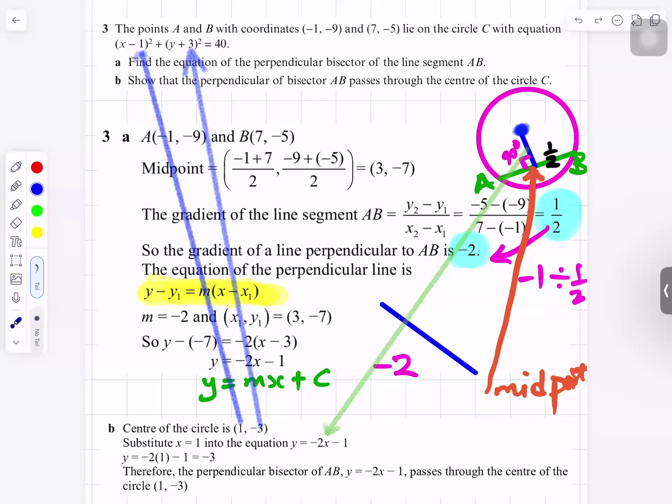So that's how you do that question. And it requires putting all those formulas together and taking your time and applying them without making mistakes.